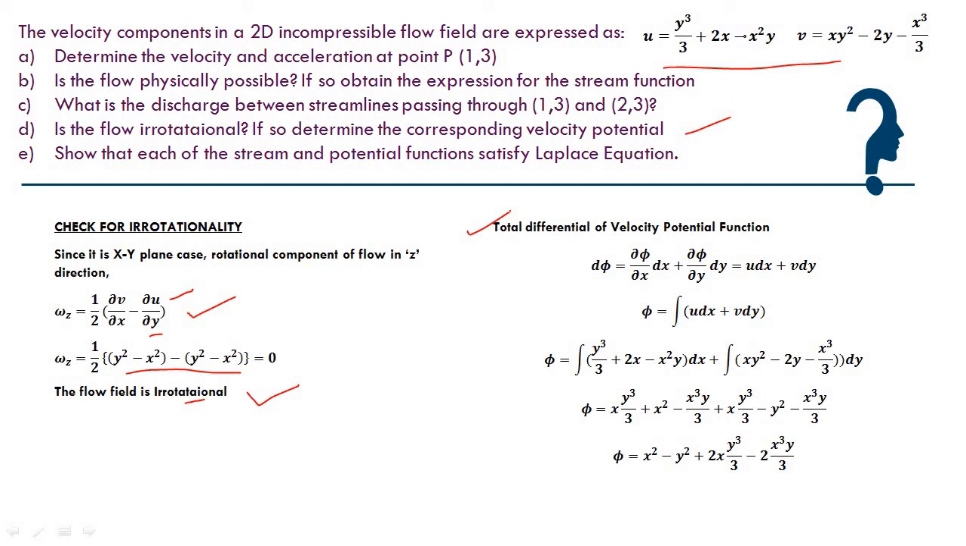So the total differential of velocity potential function, that is d phi, equals dou phi by dou x into dx plus dou phi by dou y into dy. As per the definition of potential function, d phi equals u dx plus v dy. So integrate to get phi. u and v are known, so integrate u with respect to x and v with respect to y, and you can simplify. You will be getting phi equal to x square minus y square plus 2x y cube by 3 minus 2x cube y by 3. So we are getting an equation similar to our stream function.